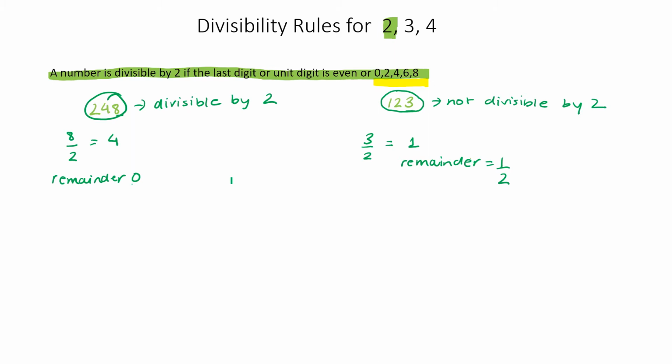Moving on, let's do the divisibility rule of 3. A number is divisible by 3 if the sum of all digits is also divisible by 3. So if I take a number, let's say 36.